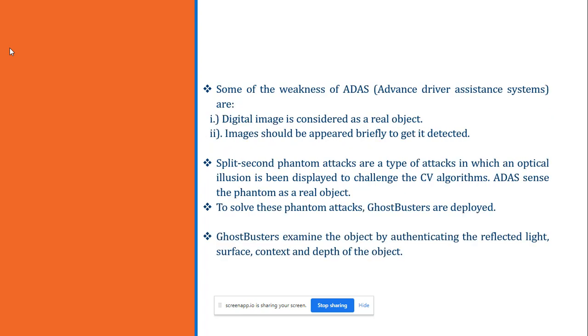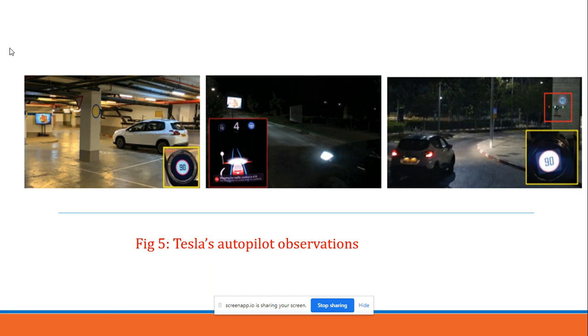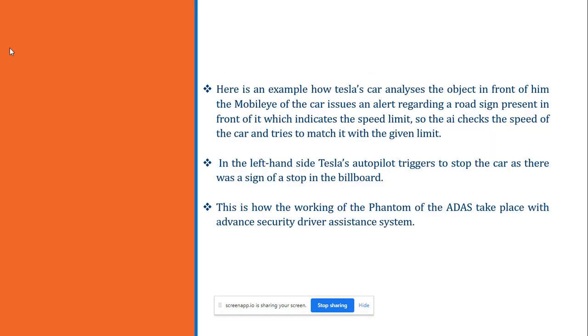Some of the weaknesses of the advanced driver assistance system are that a digital image is considered a real object, and images only need to appear briefly to get detected. Split-second phantom attacks are a type of attack in which an optical illusion is displayed to challenge the CV algorithm. To solve these phantom attacks, Ghostbusters were deployed. Here is an example where Tesla's autopilot observations were made. On the right-hand side is an example where we can see a speed limit of 90 being recognized by the Tesla automated car.